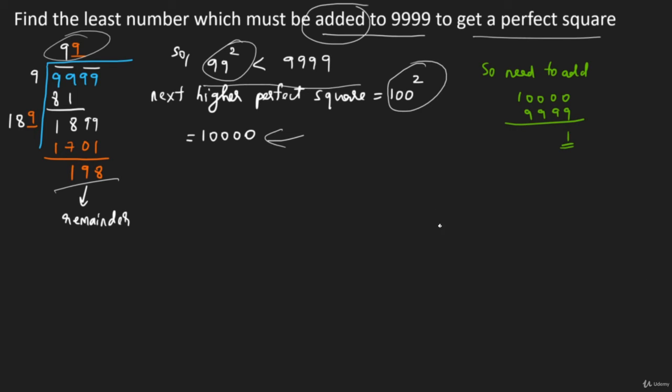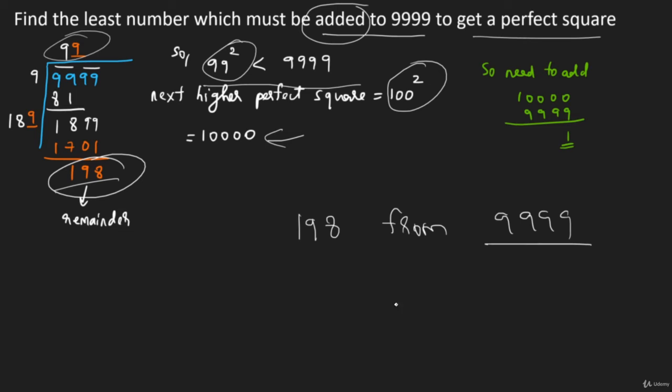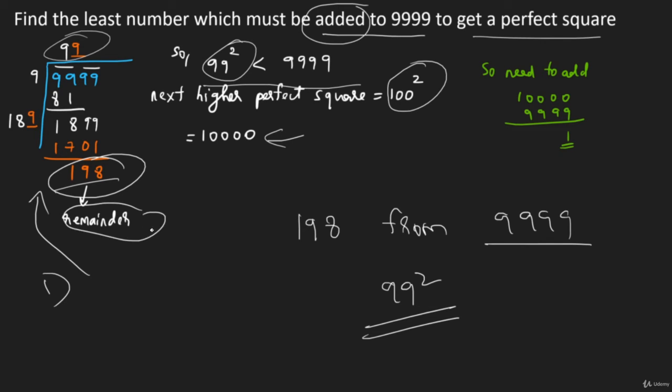Now, if you were to subtract something to get a perfect square, what would be the value? It would be 198. So if you subtract 198 from 9999, you will get to a perfect square which is equal to 99 square. So you can do it in two ways. One way is what we have seen over here, and you find the remainder. So the remainder will be the quantity that you have to subtract.